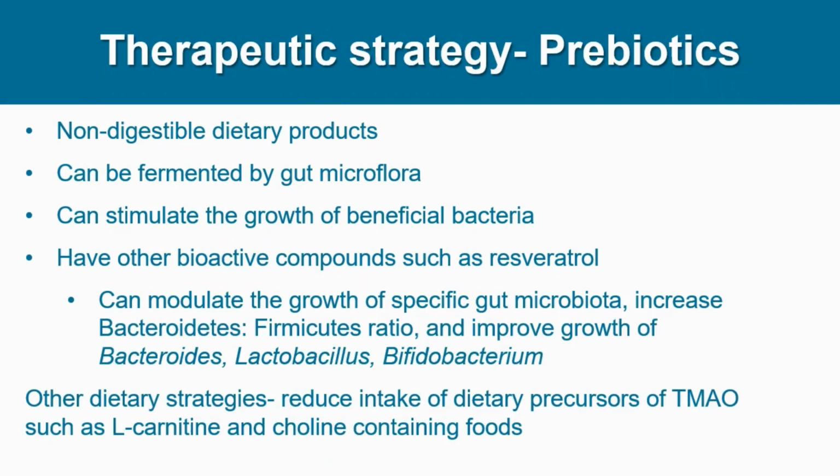Another strategy to use is prebiotics. They're non-digestible dietary products that can be fermented by the gut microflora and stimulate the growth of good bacteria. Prebiotics and probiotics are both able to modulate the gut microbiome, resulting in favorable effects. They have other bioactive compounds too, and they can modulate the good bacteria, increasing the Bacteroidetes to Firmicutes ratio, improving the growth of Bacteroides, Lactobacillus, and Bifido. So while you're increasing your prebiotic-containing foods, you also want to reduce your intake of TMAO precursors, such as L-carnitine and choline, high choline-containing foods as well.